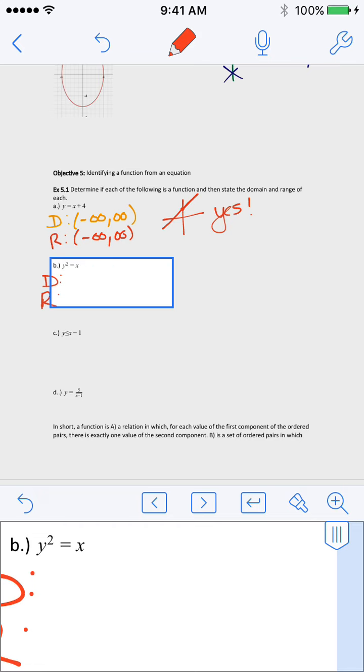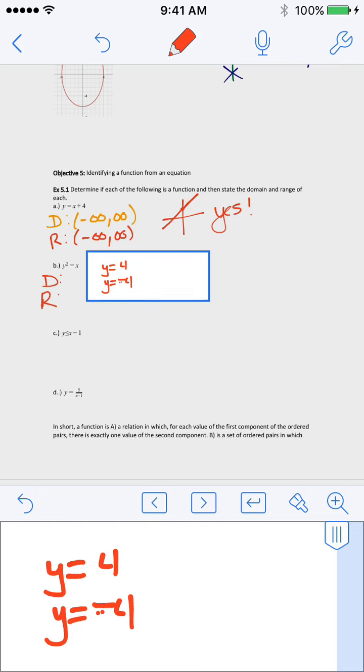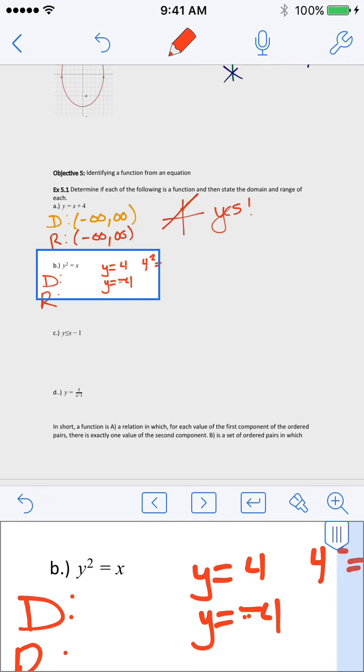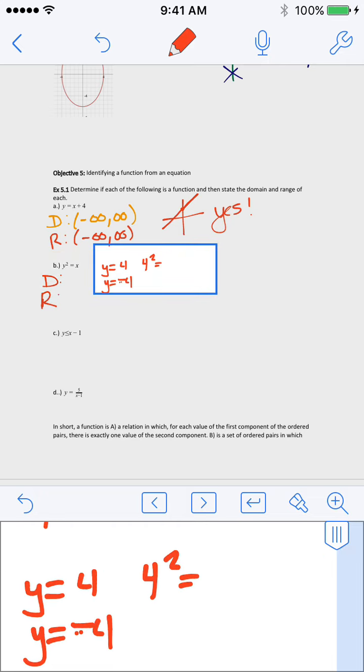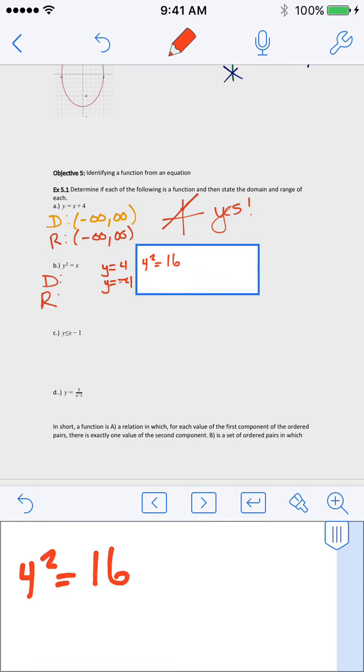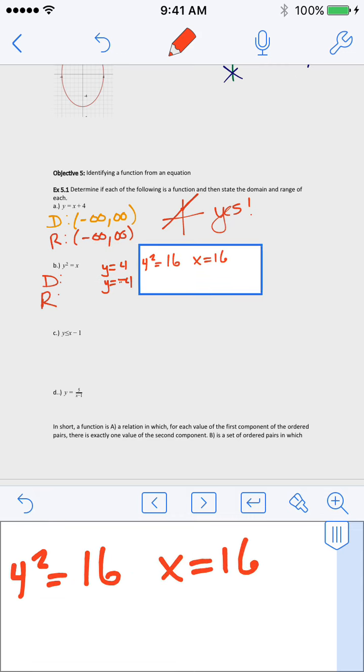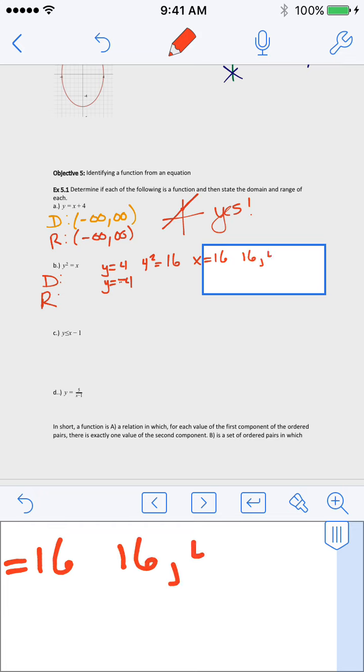Okay, sorry. Let's think about the domain and range the way we've been thinking about it. Are there any x's that would give me the same answer? Let's take a look at y is equal to 4 and y is equal to negative 4. Here's a situation that would give me the same x. What's 4 squared? I'm plugging it into the equation. If y equals 4, then 4 squared equals x, so x is equal to 16. So technically I have the point 16 comma 4.